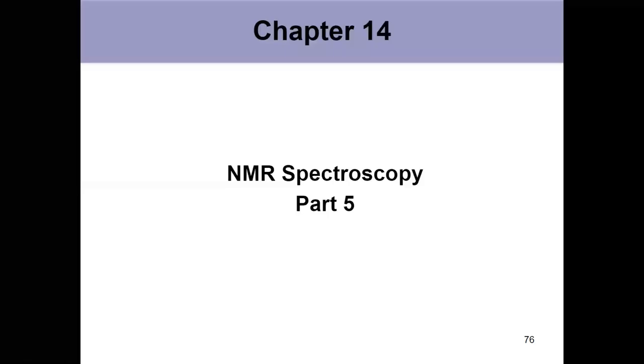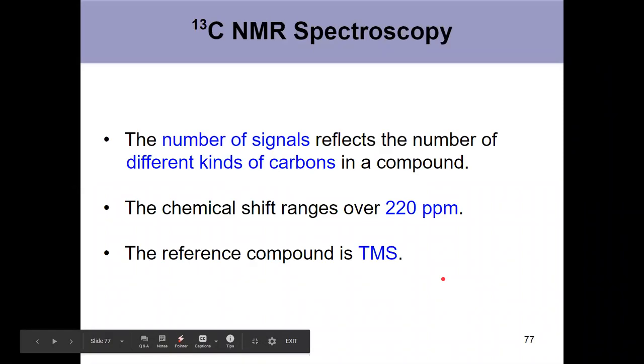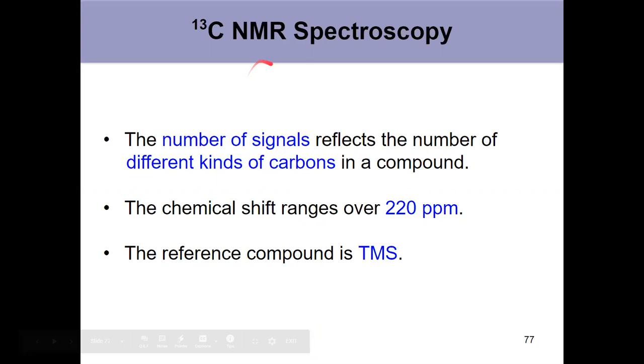All right, we finished chapter 14 here in part 5 with a discussion of the only other type of NMR that we will use in this class, which is carbon NMR. Now keep in mind there are a ton of things that are NMR active. There are other kinds of NMR out there. Videos 1 through 4, we talked about proton NMR. Here we're talking about carbon-13 NMR.